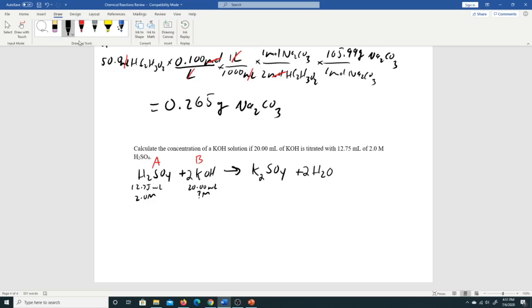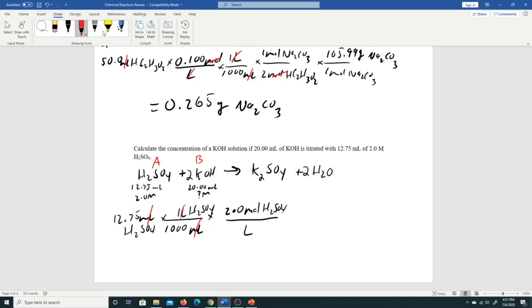I always start with the volume here. 12.75 milliliters H2SO4, 1,000 milliliters per 1 liter H2SO4. Milliliters now cancel. Volume times molarity is moles. So I'll multiply this by 2.0 moles H2SO4 per liter. That's what capital M stands for. I usually write capital M in terms of liters and moles to show how these units cancel.